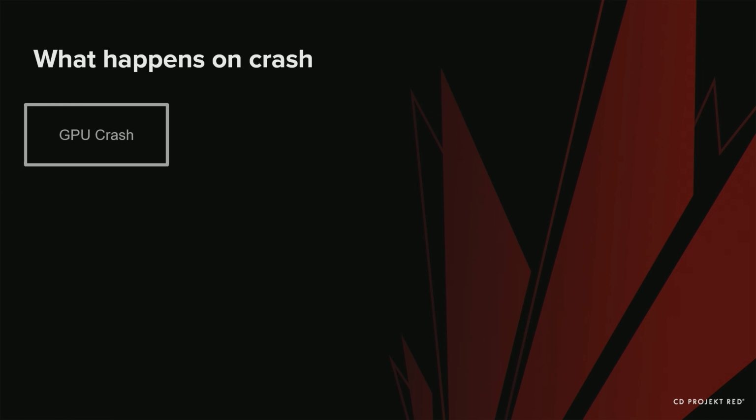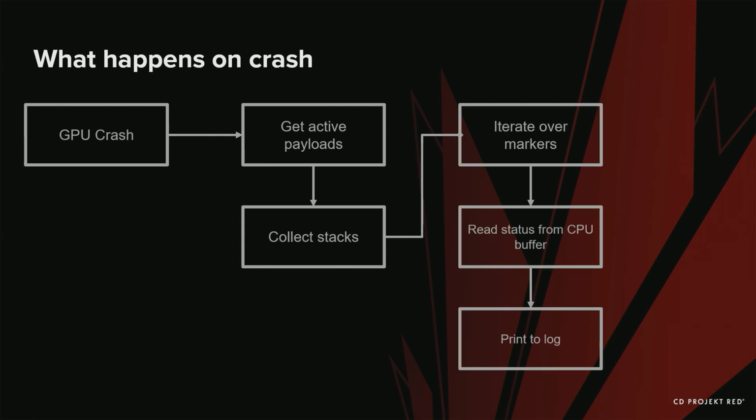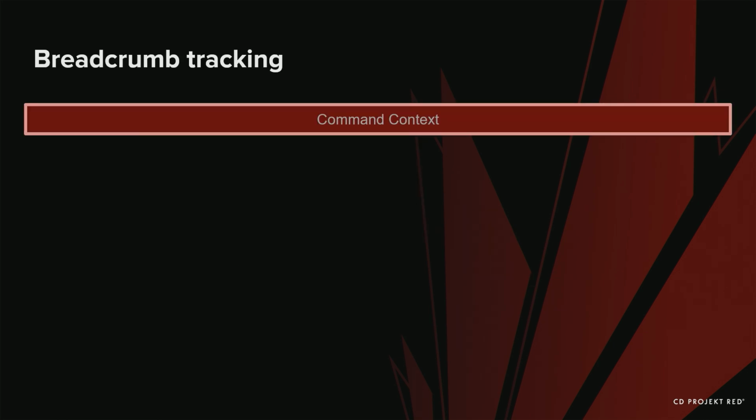So now that we have our stack and we write our markers, how can we use this data when a GPU crash happens? First, we need to retrieve all active payloads on the GPU and collect their associated stacks. We then iterate over all markers in these unique stacks, read the status from the buffer that's still available on the CPU, and we print their status to the log. So let's see how this works in practice.